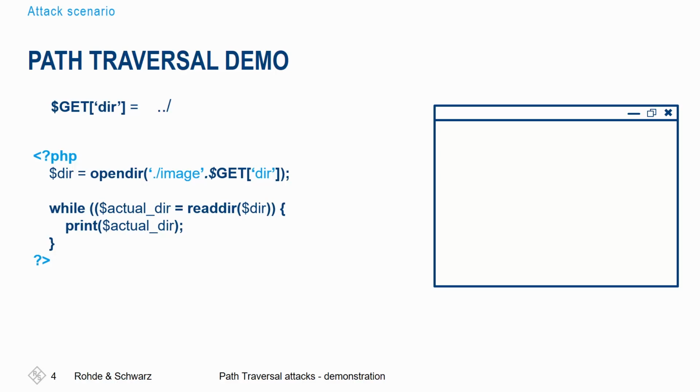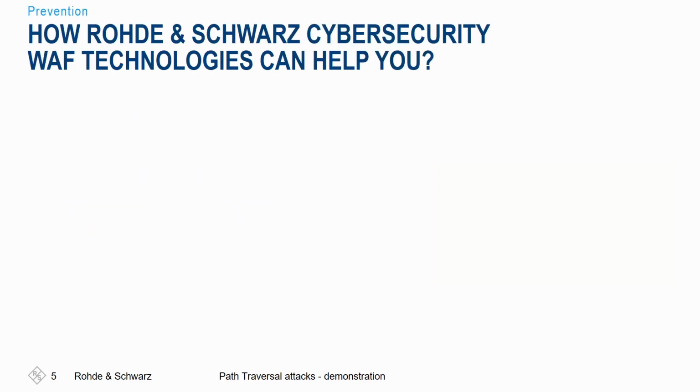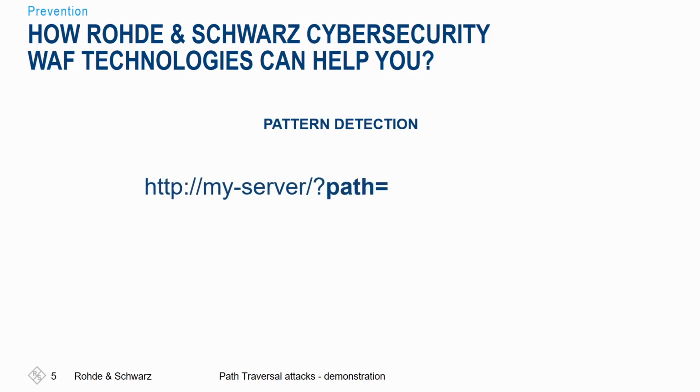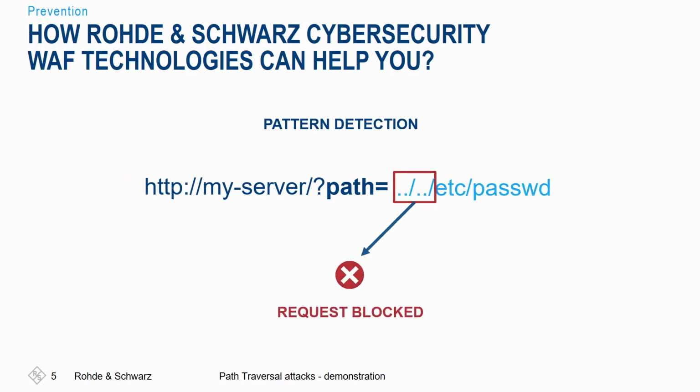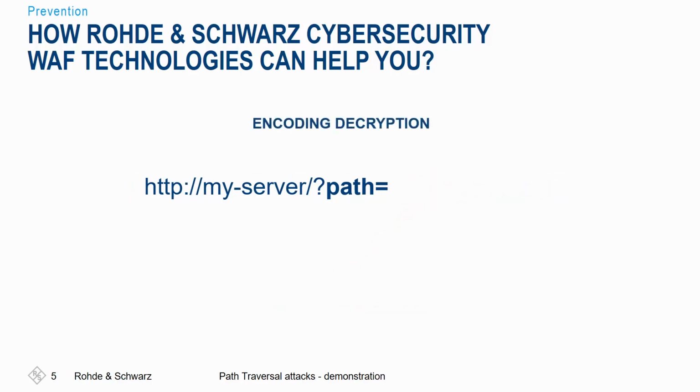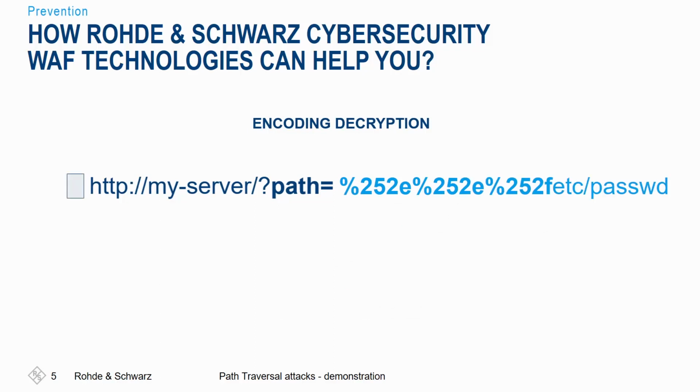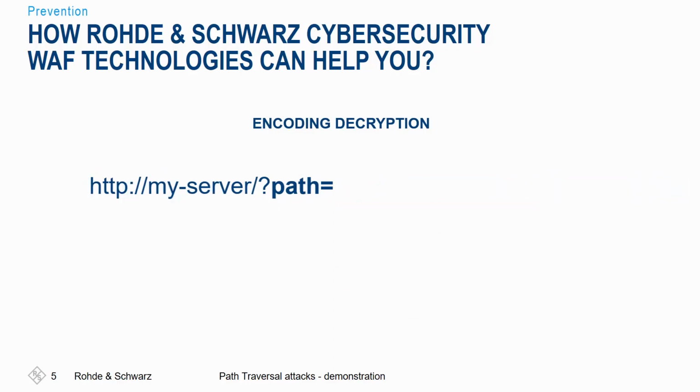Now, in order to prevent the exploitation of path traversal vulnerabilities, Rohde & Schwarz Cybersecurity Web Application Firewall technologies employ an effective technique. It detects malicious patterns used during path traversal to block and redirect malicious requests. In addition to this technique, the deciphering of multiple encoding is also very beneficial. It transforms the encoded characters in order to verify them, like this.